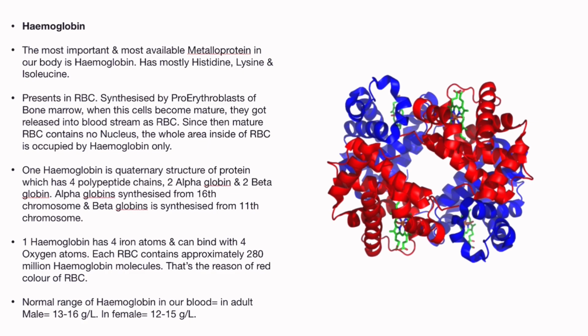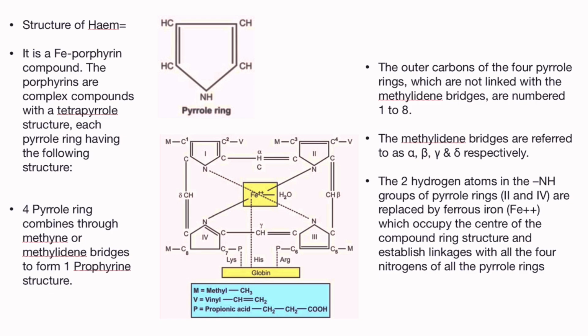Each red blood cell or RBC contains approximately 280 million hemoglobin molecules. The normal range of hemoglobin in our blood in adult males is 13 to 16 gram per liter and in females 12 to 15 gram per liter. Look at those pictures, try to understand the structure of heme. Heme is actually an iron porphyrin compound.